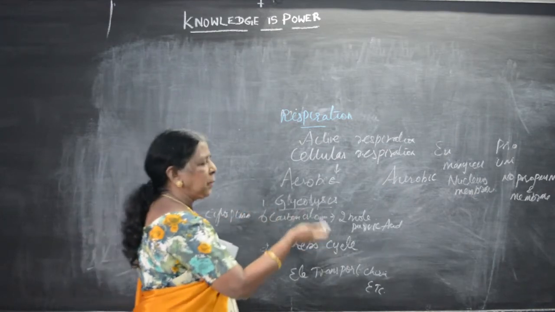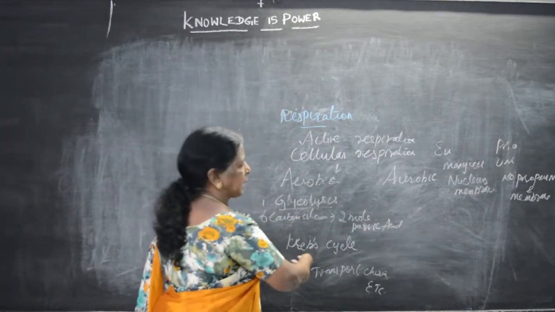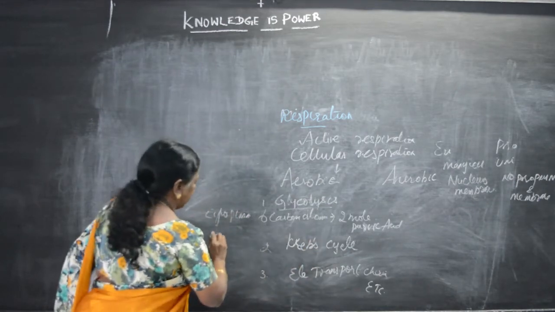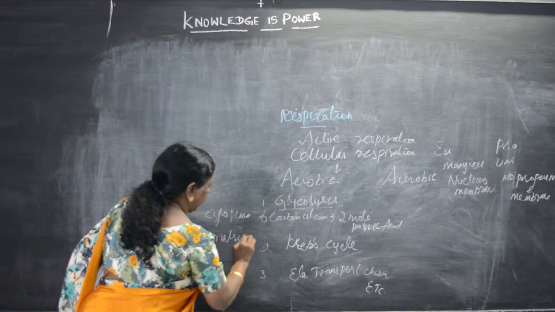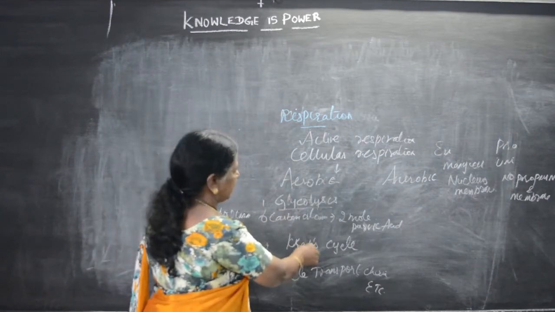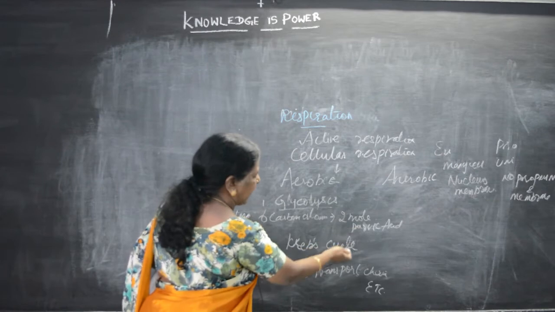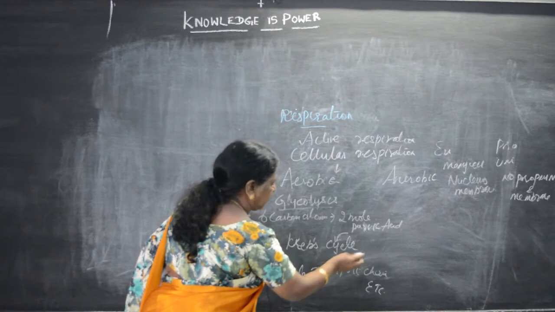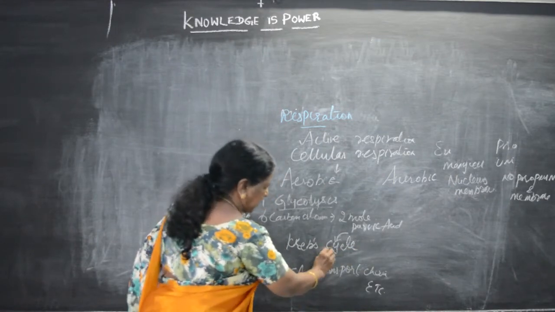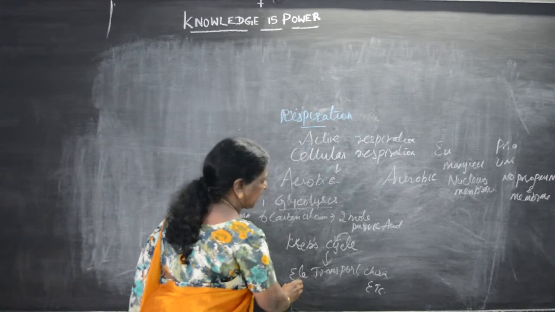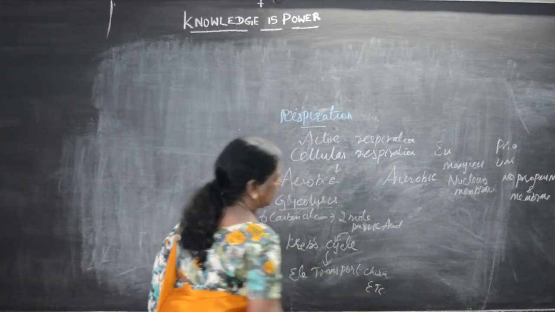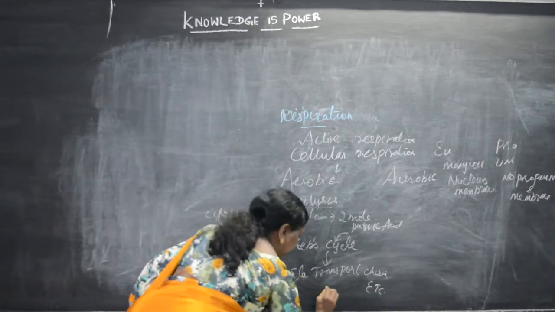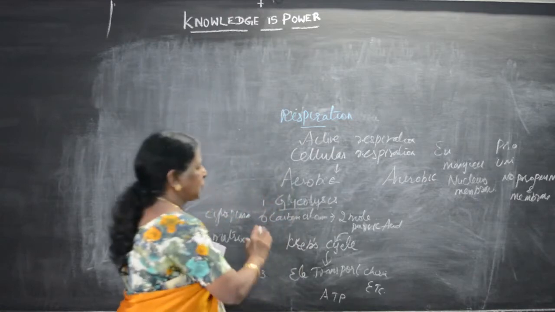When it is converted into pyruvic acid, it enters the Krebs cycle. This is the second stage, and it occurs in the matrix of the mitochondria. The pyruvic acid further enters the Krebs cycle and is converted into electrons. Then the process goes to the third level, known as the electron transport chain, ETC. Here the energy is stored. After all the process, energy is stored in the form of ATP in the mitochondria.